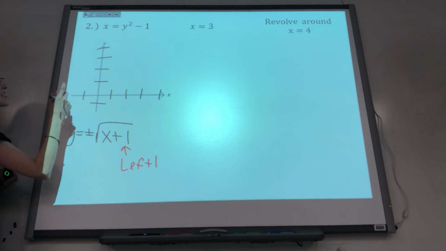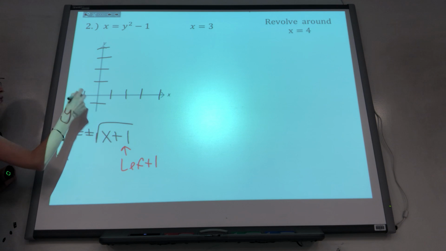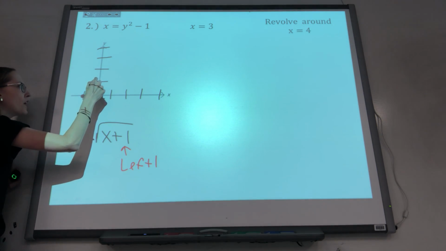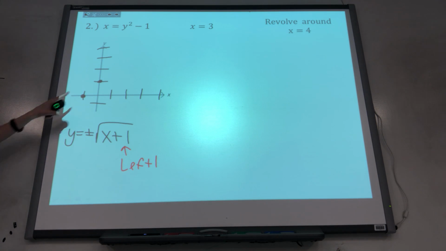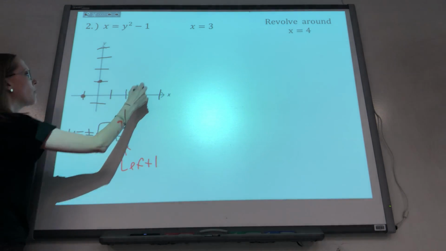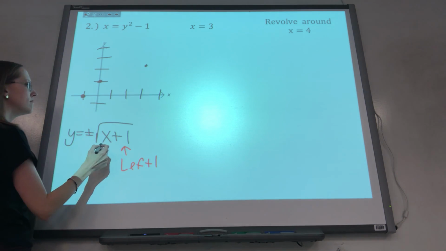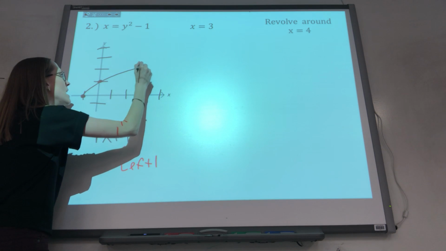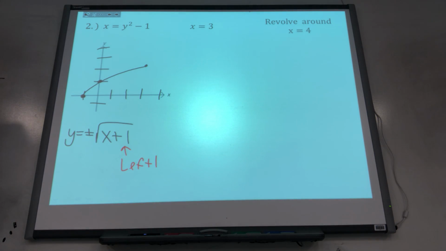I'll go ahead and do the positive square root of x plus 1. I'll have a point right here at 0, 1, 1, 2, 3, 4. If I plug in a 3 here, that would be 3, 2. Square root of 4 would give me a 2. Now, that's part of our graph.